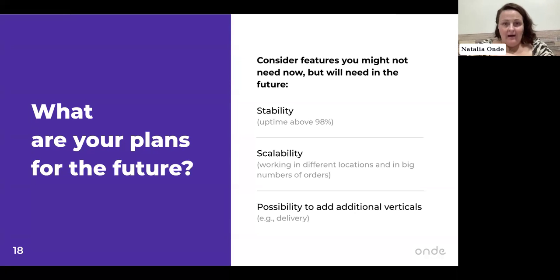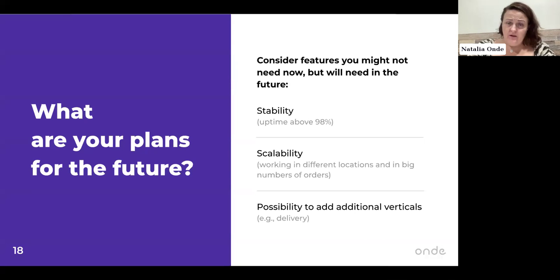But if you do have plans to scale up, to broaden your targeted audience, to serve different types of passengers, to maybe grow your passenger base even locally, then you need to think whether the solution that you are currently discussing possible cooperation with has the ability to work with a sudden influx of orders.